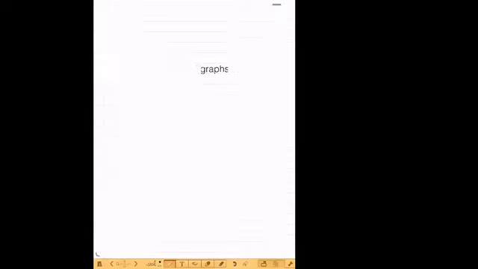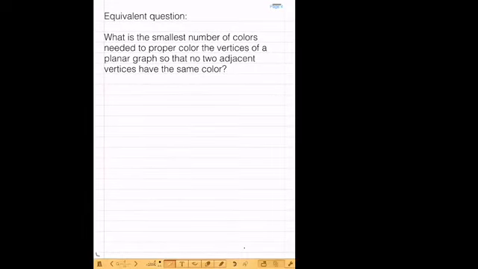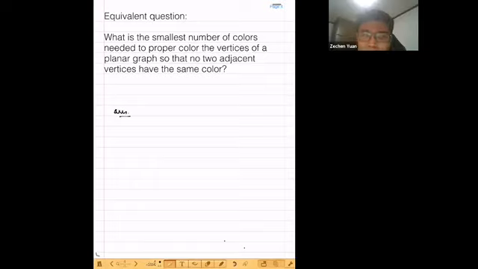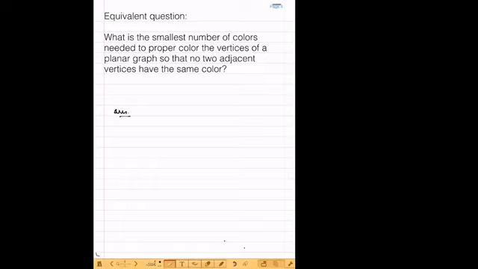And now we have an equivalent question, which is a question in graph theory, that is, what is the smallest number of colors needed to properly color the vertices of a planar graph so that no two adjacent vertices are the same color. So this is how the problem has been investigated. And of course, all of you know what the answer is. What is the answer? I can't really remember. I think it's 4, right? Very good. This is the famous 4-color problem.